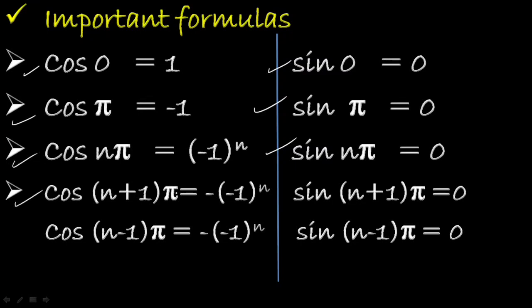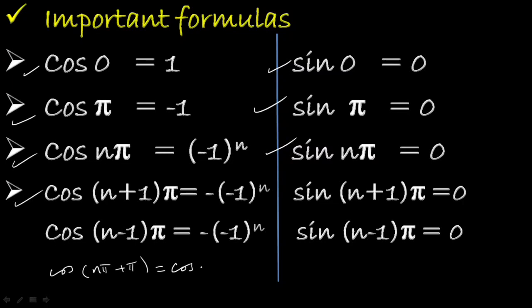And cos of (n plus 1) pi is equal to minus of (minus 1) whole power n. I will explain how, because this is of the form cos(a plus b). That is, you have to take pi inside, which gives cos(n pi plus pi). That is cos(a plus b).